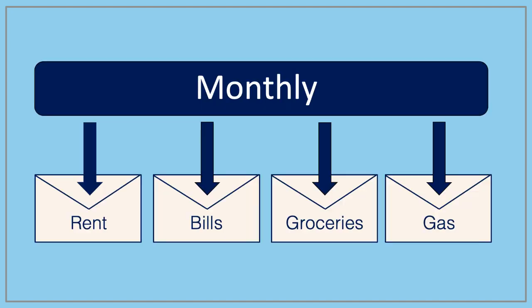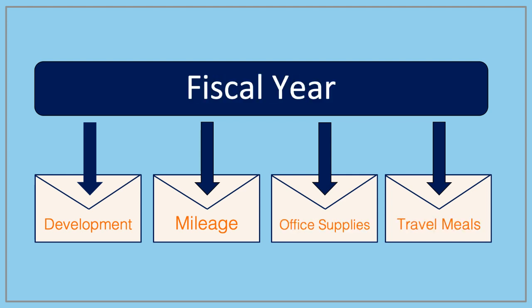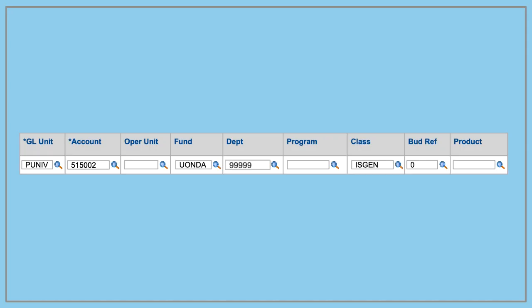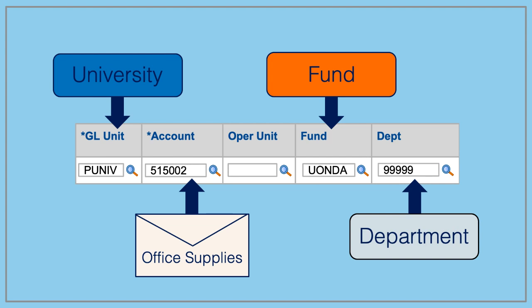The university follows the same principle. But instead of envelopes, like rent or bills, the university uses envelopes for development, mileage, or office supplies. And instead of budgeting month to month, the university creates a yearly budget. Tracking personal finances using the envelope method is similar to how the university tracks expenses and revenues by using chart fields. Each field represents a different way to track each transaction, just like our envelopes. And a combination of those fields strung together is called a chart string.